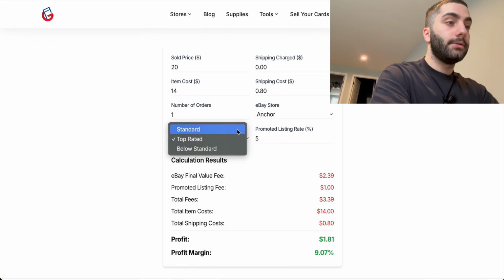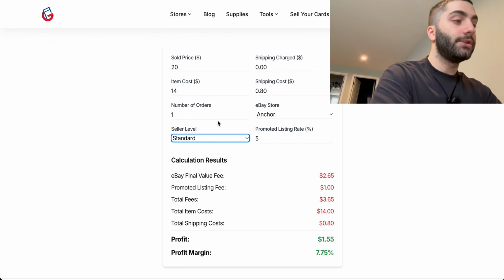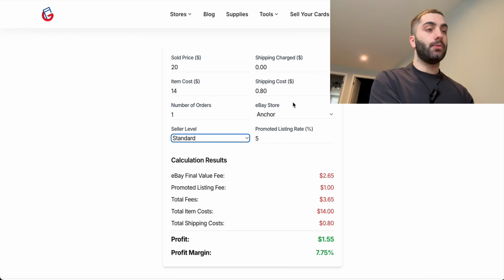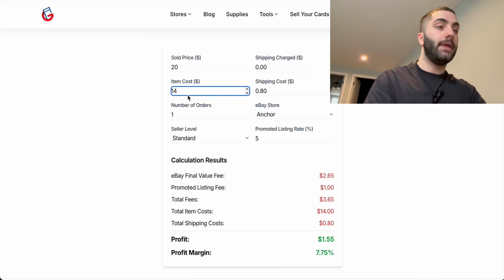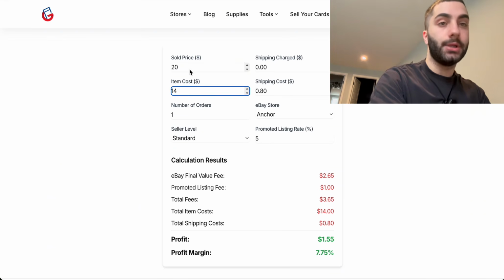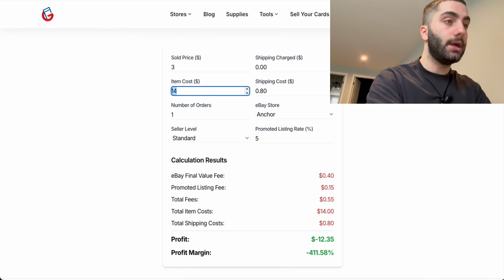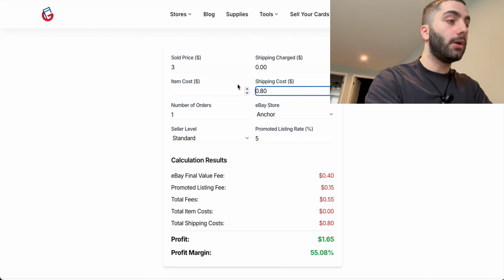And that's also if you're top rated. So if you're standard, it would be $1.55. And then another thing is the minimum amount that I charge for all of my cards. So if you look at my store, you'll notice that nothing is listed below $3. So $3, let's ignore the item cost.